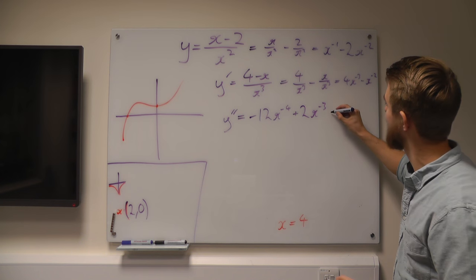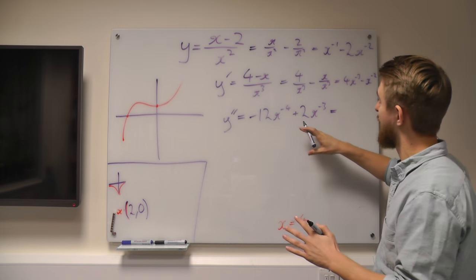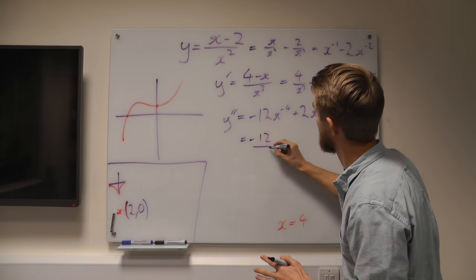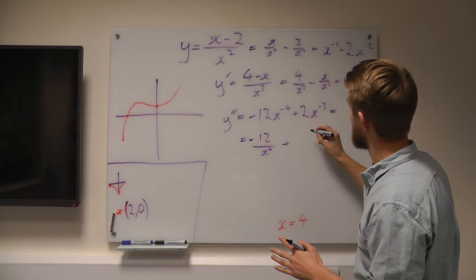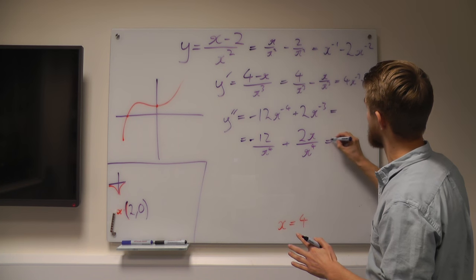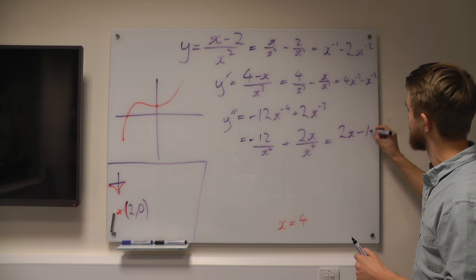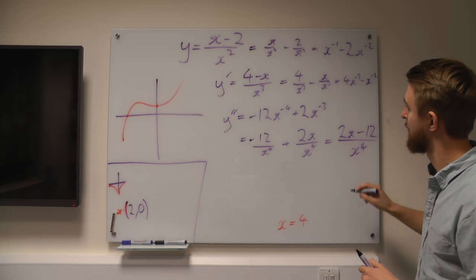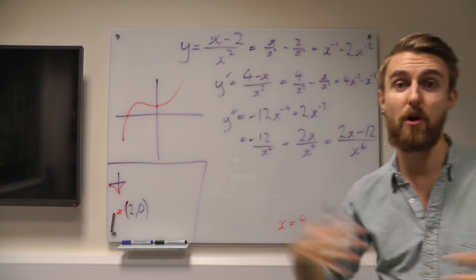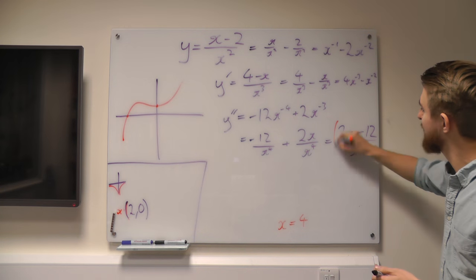Okay? And we can write that in its neat fractional form again, using the same logic that we used last time, where we say we can write this one as minus 12 over x to the 4 plus 2 times x over x to the 4. So I just multiply top and bottom by x again, and I get (2x minus 12) over x to the 4. Okay, so these three right-hand sides of the equation are all totally the same thing. They're just expressed in different ways. Okay, and now we've got it in this nice, neat fractional form.